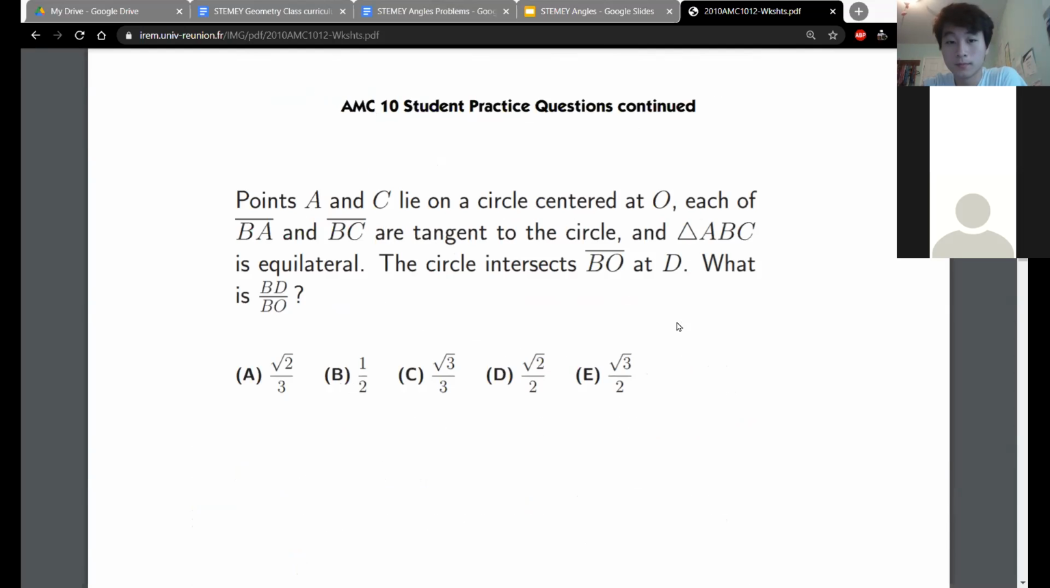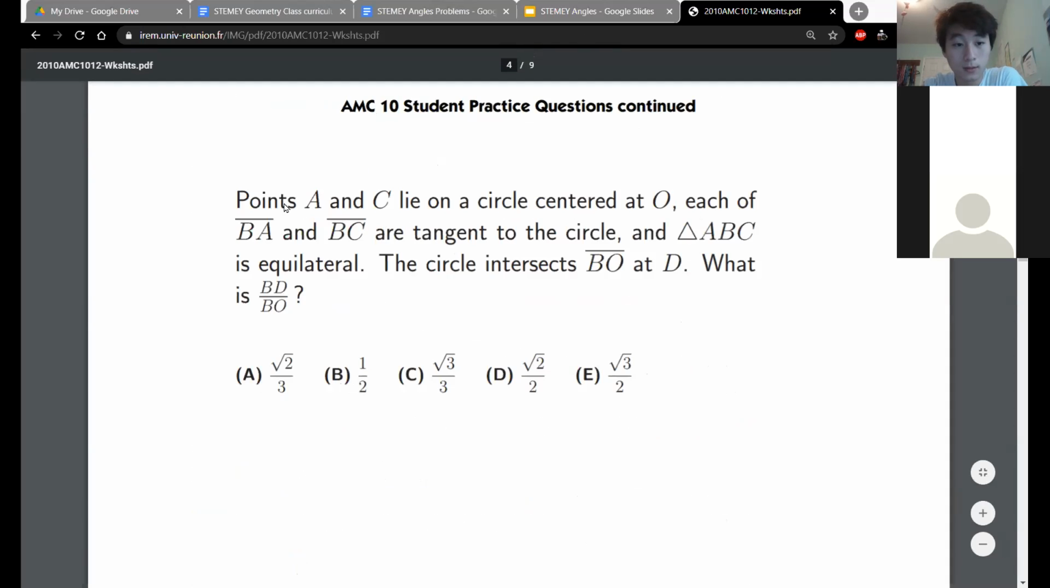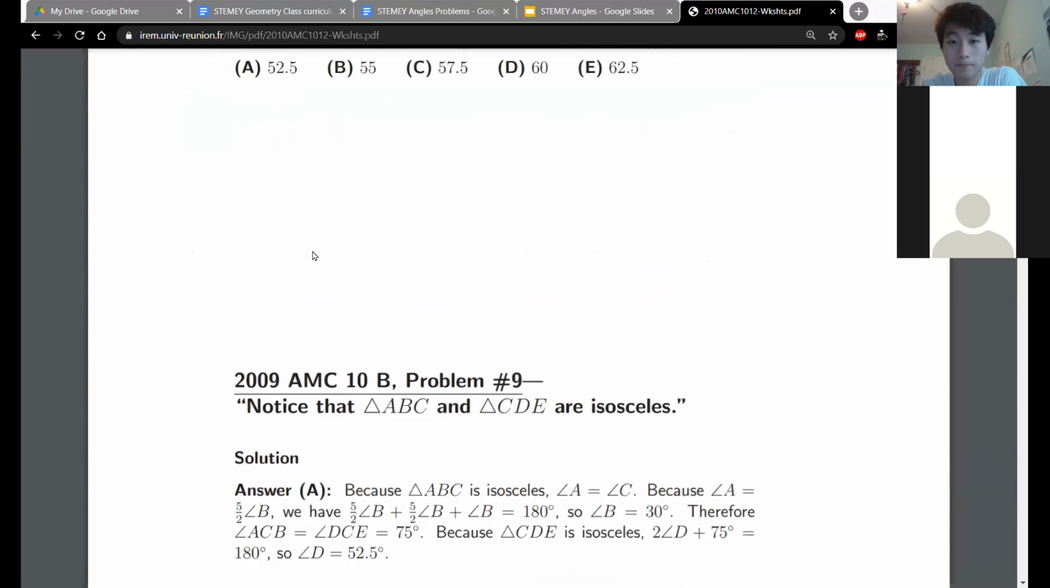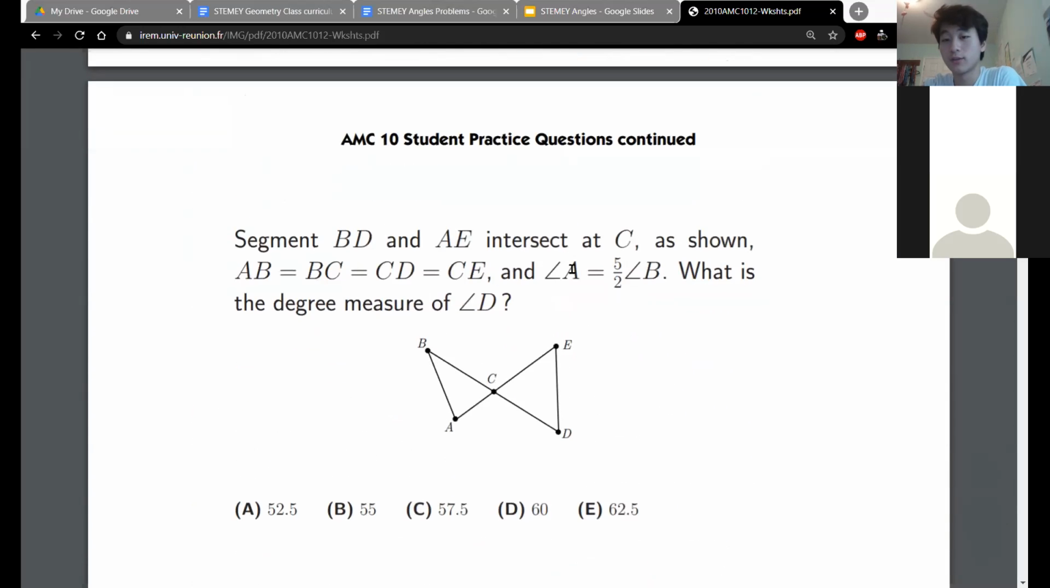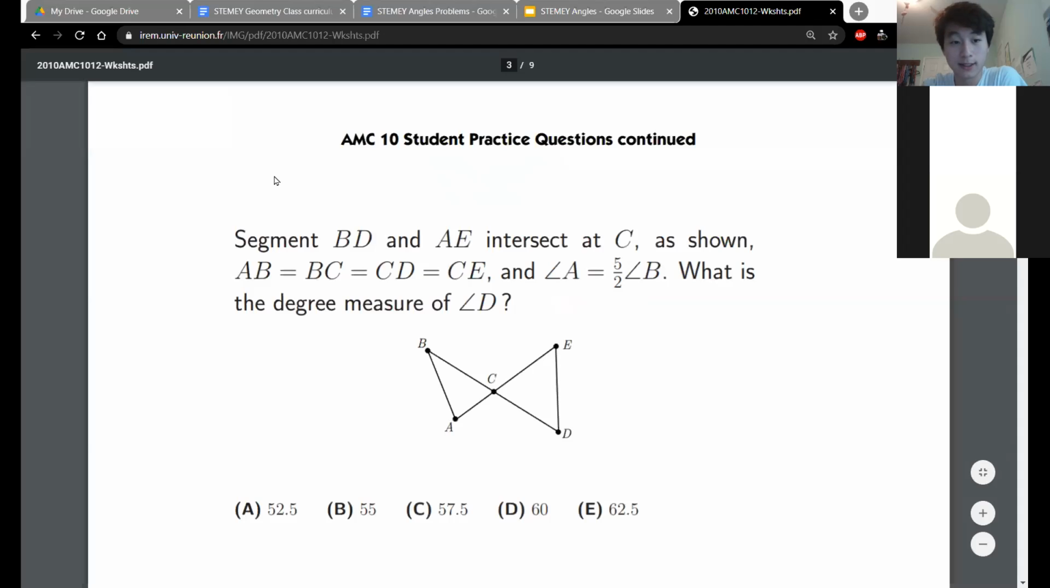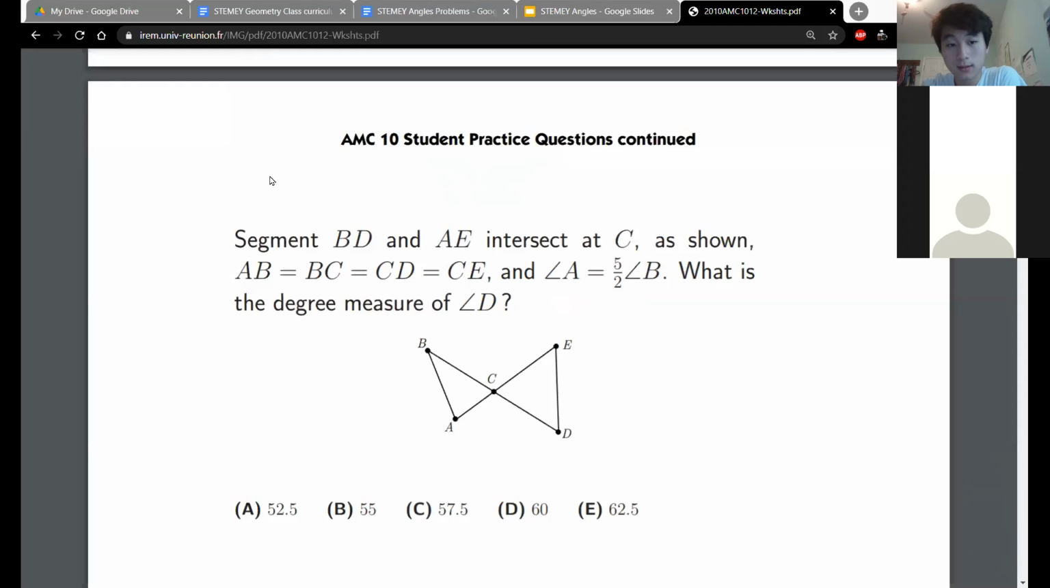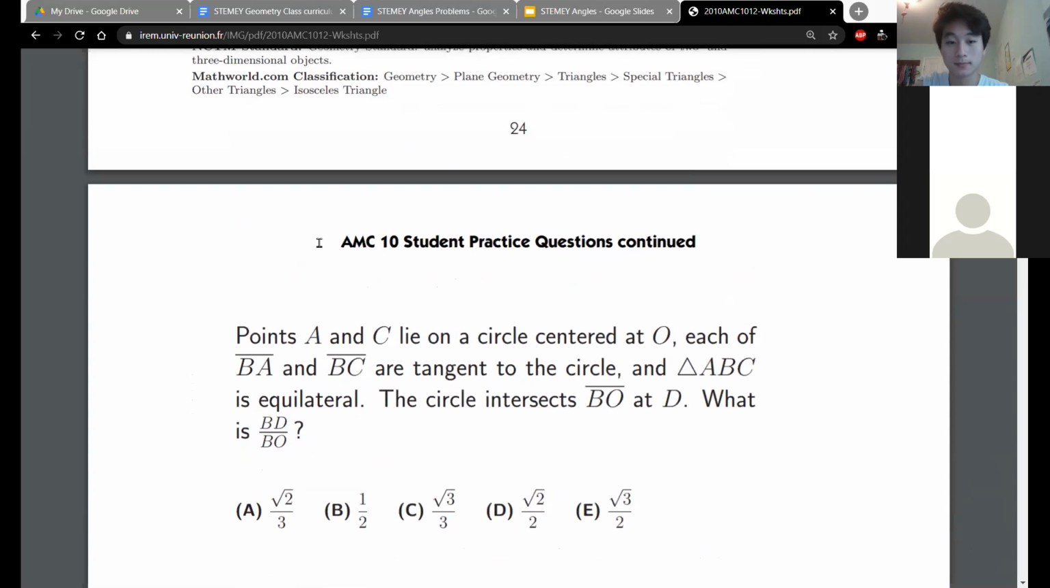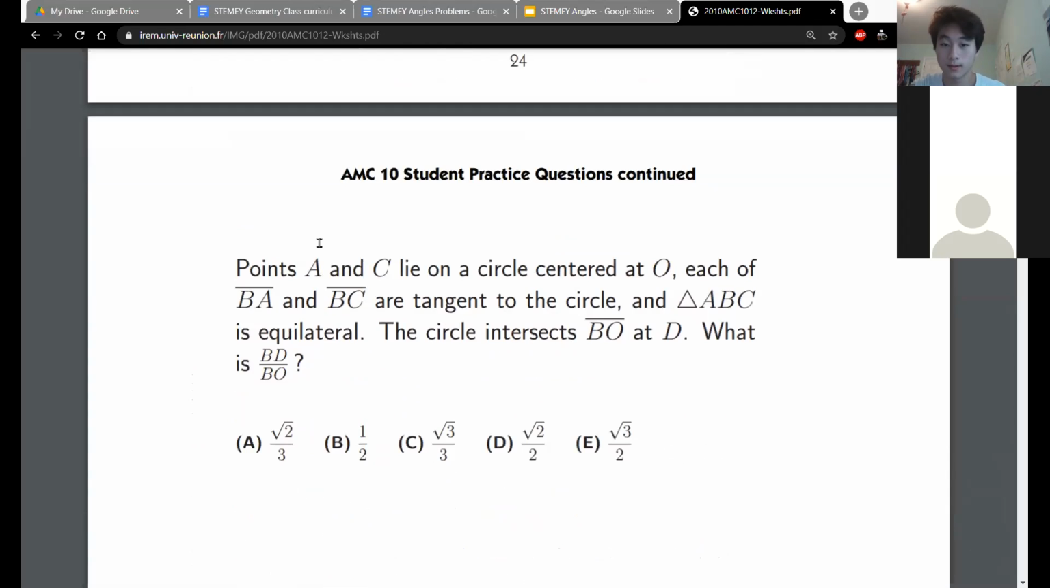Okay, now let's try this problem. Okay, it's okay. Was it like the interpretation of the problem or more of the solving part? Okay, yeah. Sometimes the problems are worded weirdly. There isn't too much angle stuff, but still try this problem.